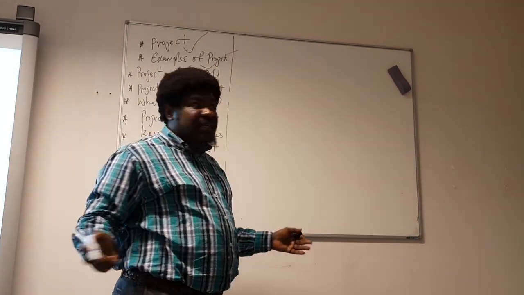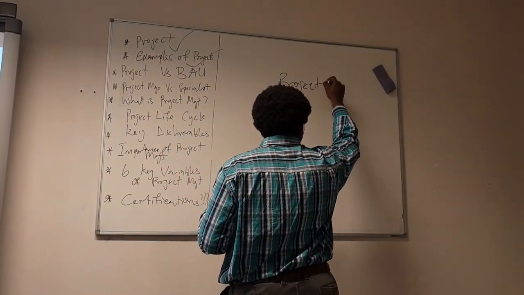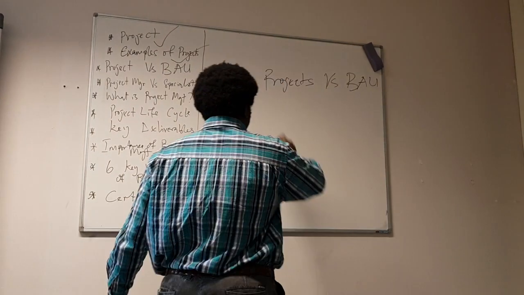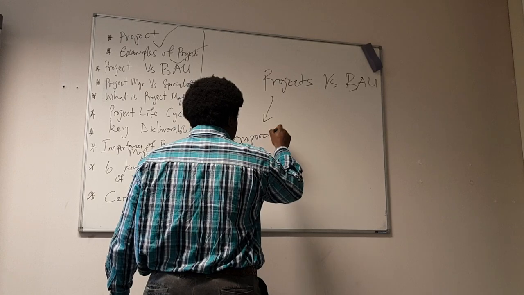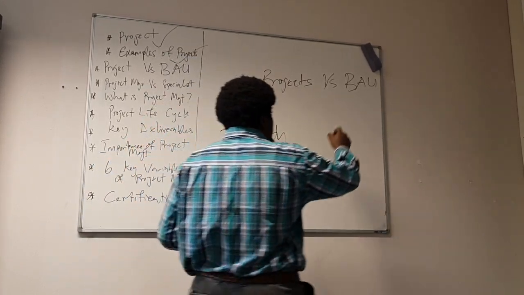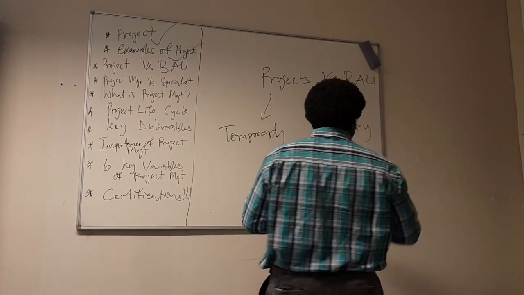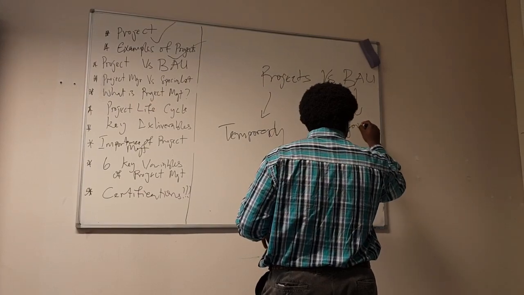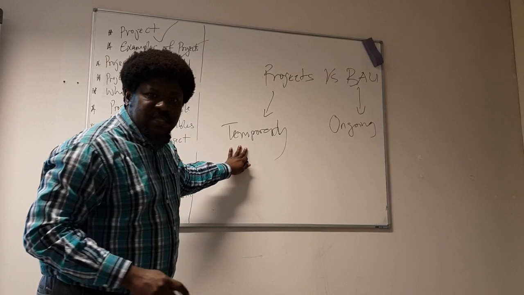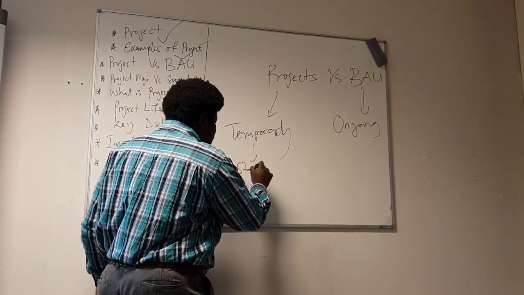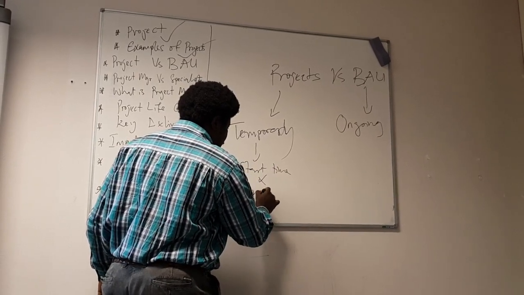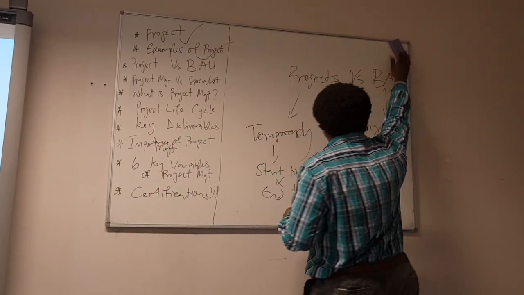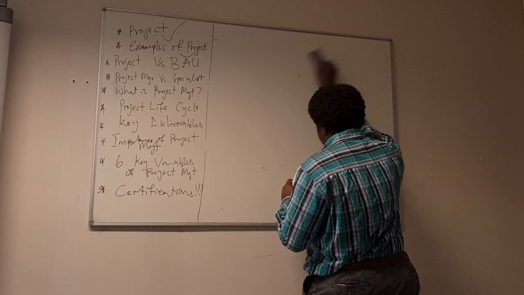Now we talk about projects versus BAU. By BAU, we mean business as usual. A project is temporal, temporary, and business as usual is ongoing. By temporal, we mean it has a start time and end time. So this is the clear difference between projects and business as usual. I think we can go and tick that particular point now as well.